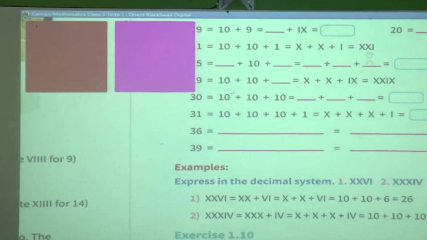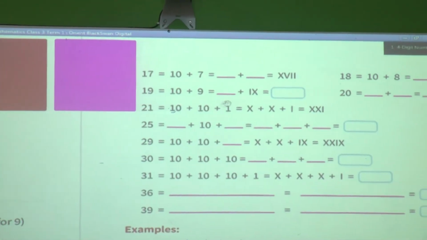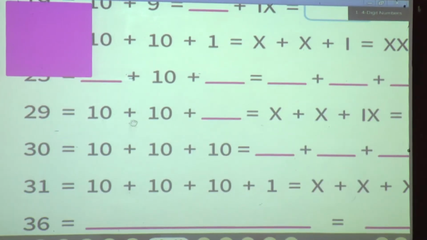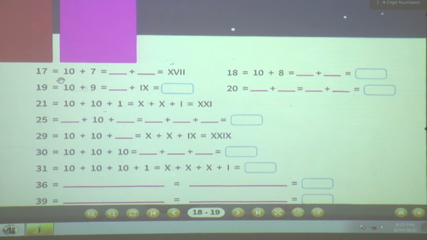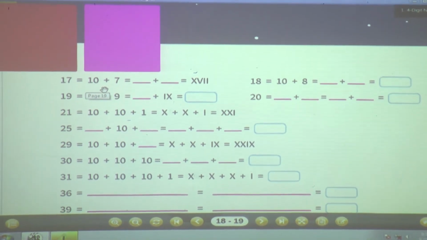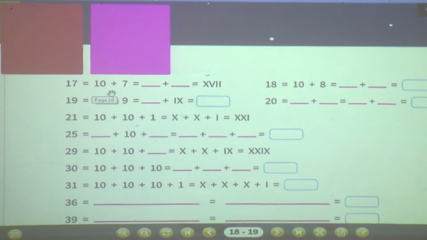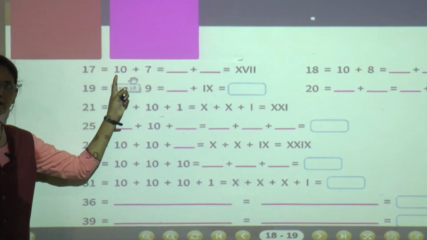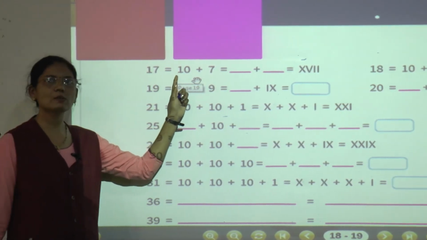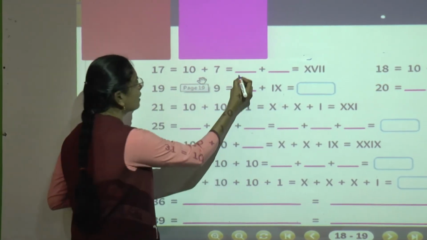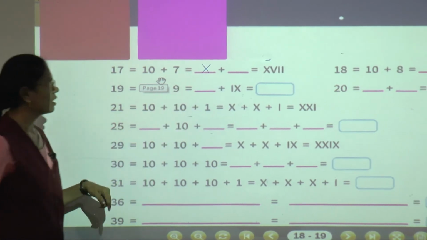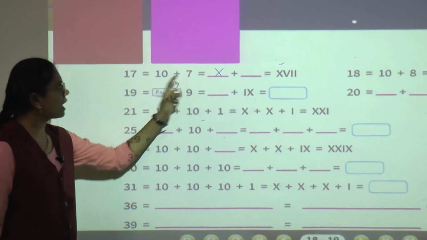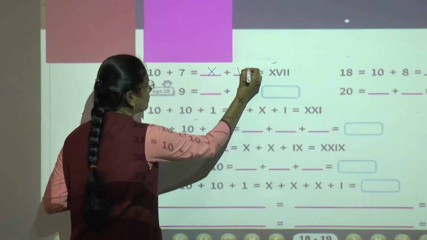Now here some examples are there that we will solve now. Open your textbook and keep in front of you. Now see these numbers. 17. 17 is equal to, first we will split up the number 10 plus 7 in this way. Now can you tell me for 10 which letter we are using? Yes, for 10 we are using X. So I will write here X for 10. Now for 7, what you will write? Yes, we will write VII.